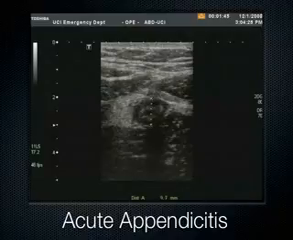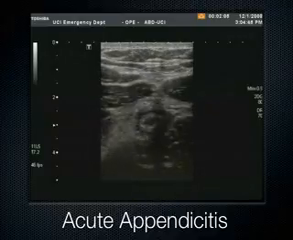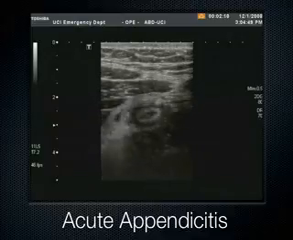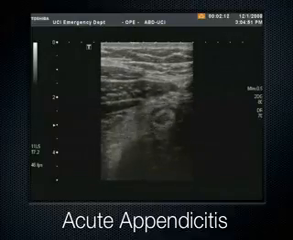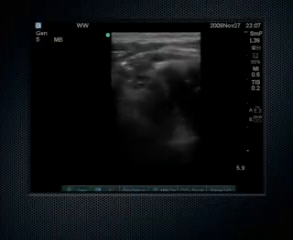musculature. Here's some abdominal wall musculature, probably abdominal oblique, here's rectus, this is psoas, it squishes that appendix there, and the appendix is a non-compressible tubular structure in the right lower quadrant that measures more than 6 millimeters. That's how you do it. That's the technique. Here we're trying to identify the appendix.